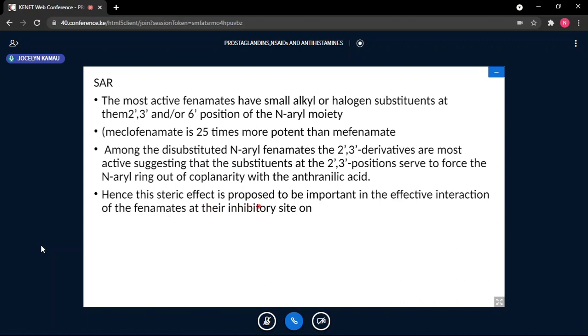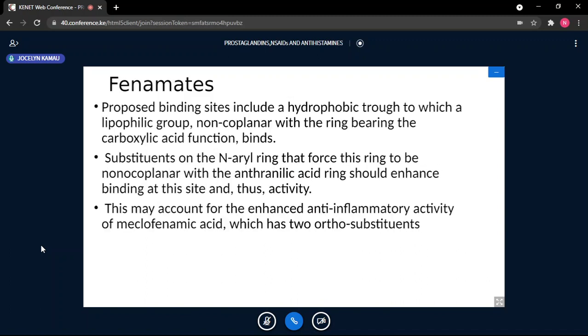Hence, this steric effect is proposed to be important in the effective interaction of the phenamates at the inhibitory site. So when you have 2',6' groups, they introduce higher steric effect, pushing these drugs to be highly non-coplanar, and therefore giving us maximum affinity and binding to the COX enzyme, and hence maximum activity. Of course, the proposed binding sites include the hydrophobic trough, to which the lipophilic group planar with the ring-bearing carboxylic acid function binds.